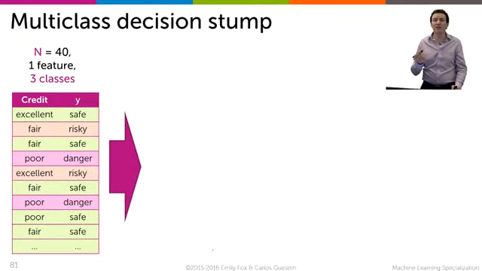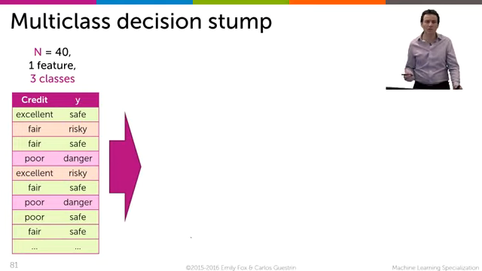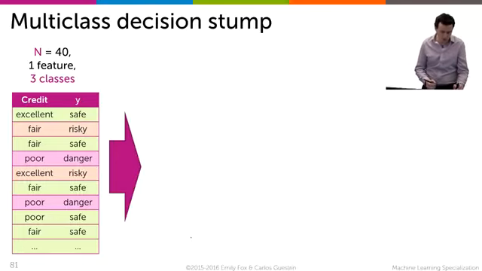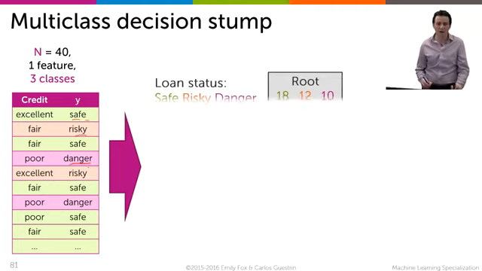Let's see an example of three-class classification here. And we'll see a decision stump, but the same thing applies to a bigger decision tree. So as input, we're given a data set. For example, we might have only one feature, credit, and the credit can have three values: excellent, fair, and poor. And then the output here can be safe, risky, or danger.